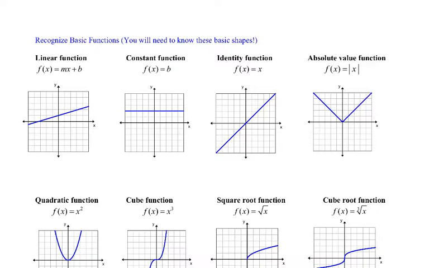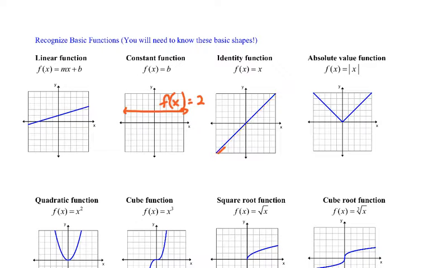So we have, you should be familiar with linear functions. A constant function is when the function is just consistently equal to the same value b. B can be any number. So in this case, this is the function f of x equals 2, because all the outputs on the function are equal to 2. We have the identity function, which is f of x equals x. That's just a line that goes through the origin.